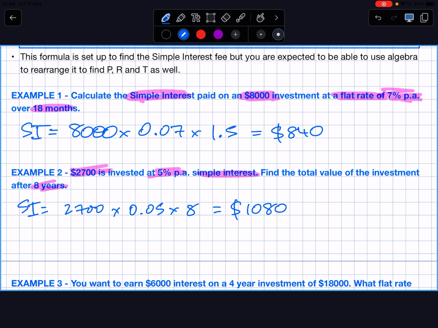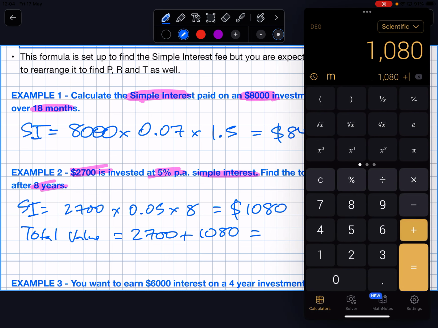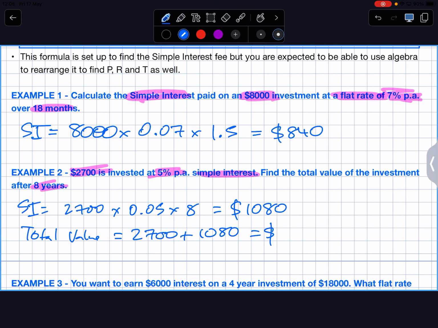The investment was $2,700 and you made 1,080. So the total value is going to be the 2,700 principal plus the 1,080, plus 2,700, 3,780. That's the total value. I'll give you a minute or so to get those 2 examples down. And 2 more after that.